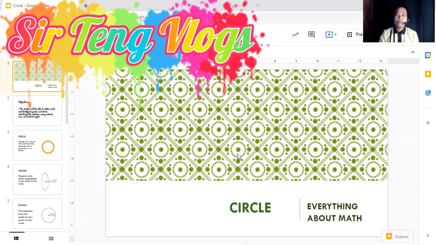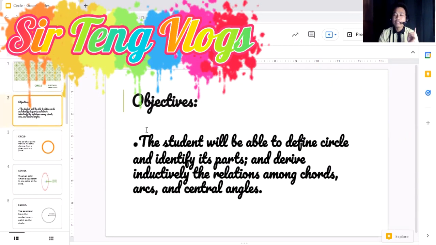For this lesson, we'll have the circle. But before we discuss our lesson for this day, let's have the objectives. The objectives are that the student, you, will be able to define circle and identify its parts, and derive inductively the relations among chords, arcs, and central angles.